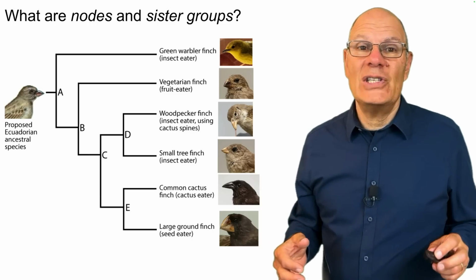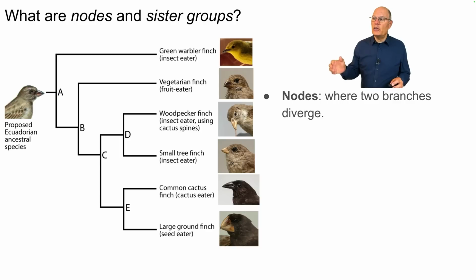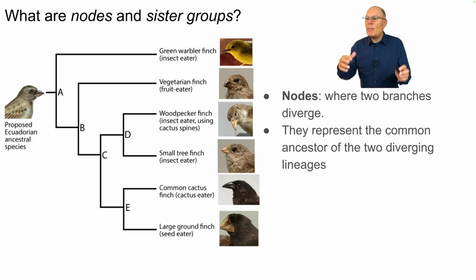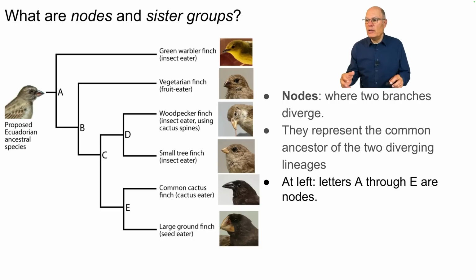What are nodes and sister groups? A node is where 2 branches in a phylogenetic tree diverge, and nodes represent the common ancestor of the 2 diverging lineages. So at left, letters A through E, those are all nodes. Nodes, common ancestor. So over here, there was a common ancestor that led to the divergence between this clade over here and this species over here, the green warbler finch, which is not part of the clade that includes all of these organisms that have a common ancestor at B.